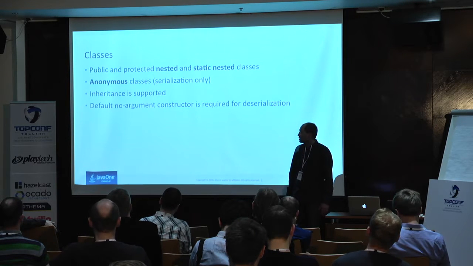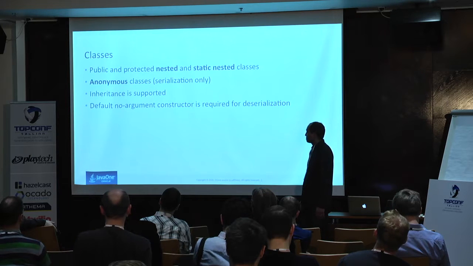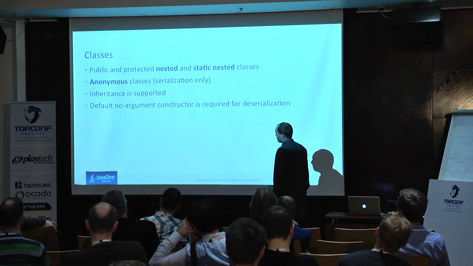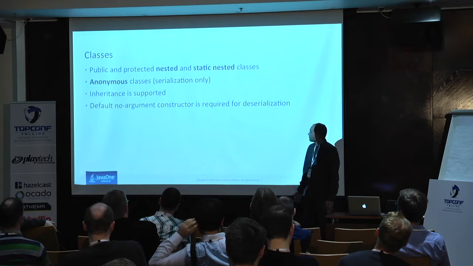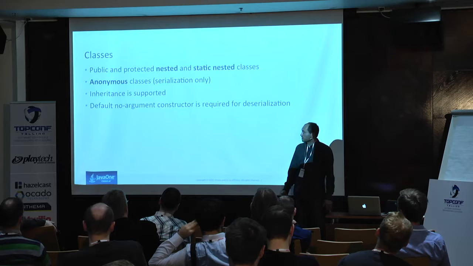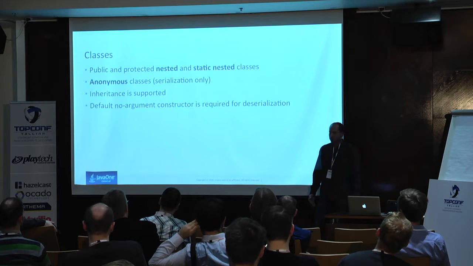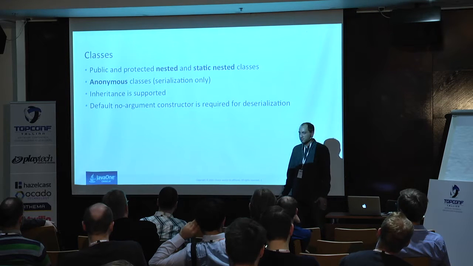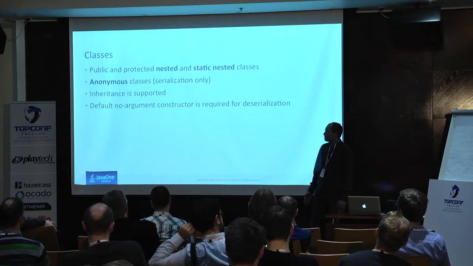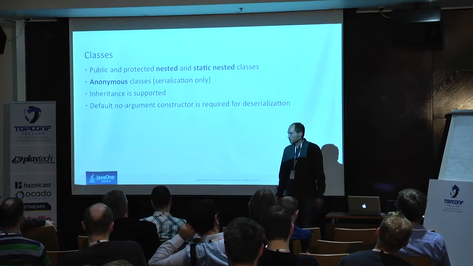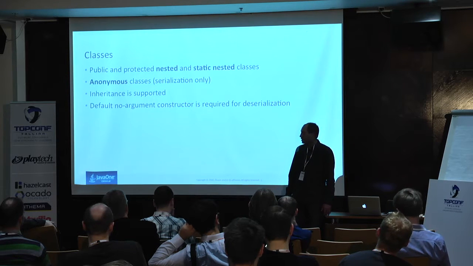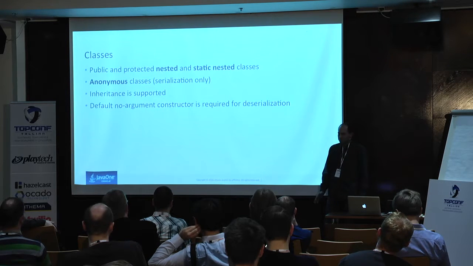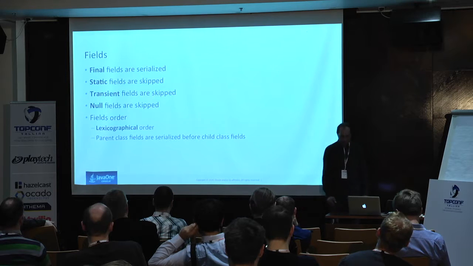So let's start with classes. By default, public and protected nested and static nested classes are serialized and deserialized. Anonymous classes are only serialized. There is no way to deserialize them by default. There are some options how to achieve that goal, but not by default. Inheritance is supported, and by default it is required to have a default no-argument constructor. Again, this is default and can be customized.